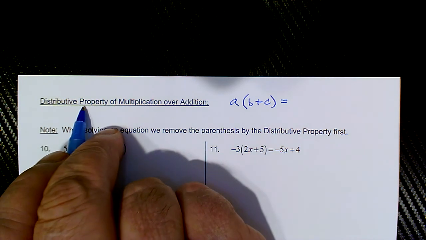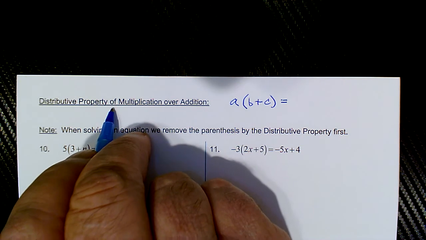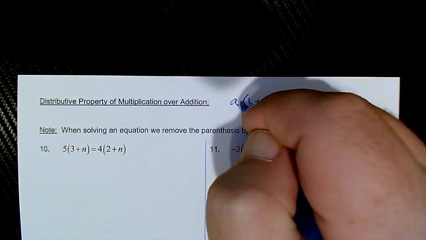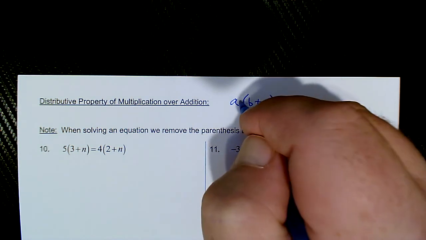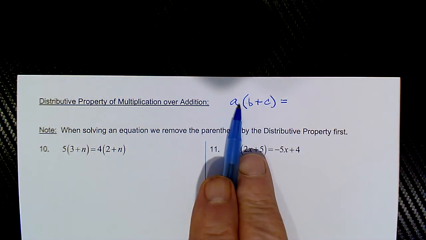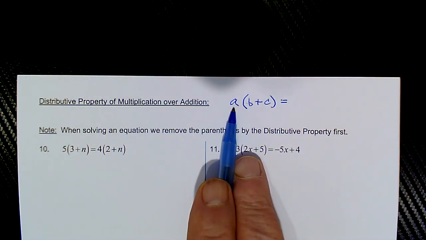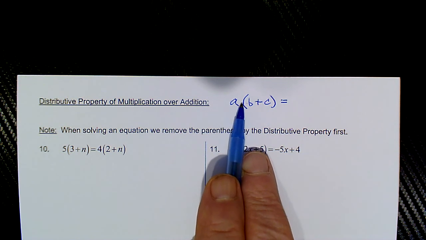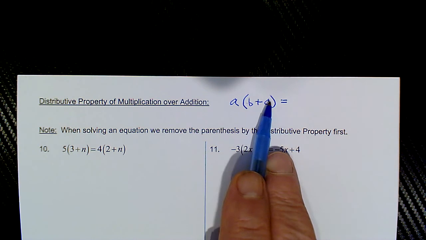Typically we just call it the distributive property, but formally it's the distributive property of multiplication over addition. See, we understand that A is being multiplied by this quantity that's in parentheses. If you wanted to put a multiplication dot in there, you could, but it's not necessary because it's understood that if something is out in front of a set of parentheses, it's implied multiplication. So there's the multiplication over this addition.